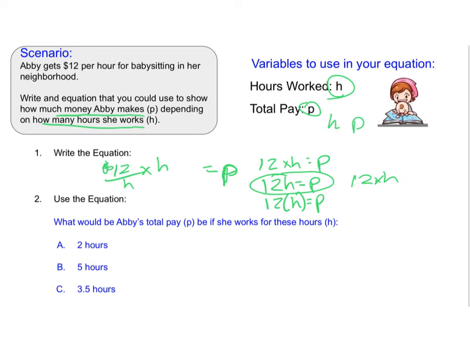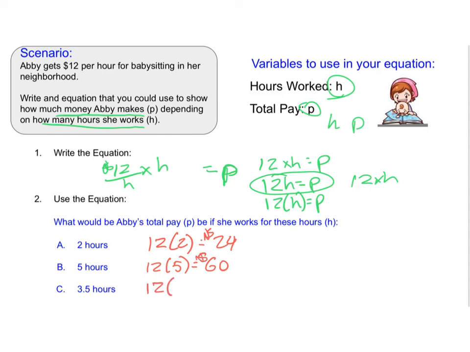Let's go. So what would Abby's total pay be if she works for these hours? So we've got 12 times 2 equals what? 24, right? So think about that. She's got 12 dollars per hour. She works 2 hours. So 12 times 2, or you can just say 12 and 12 is 24. Then you've got 12 times 5 equals 60, right?